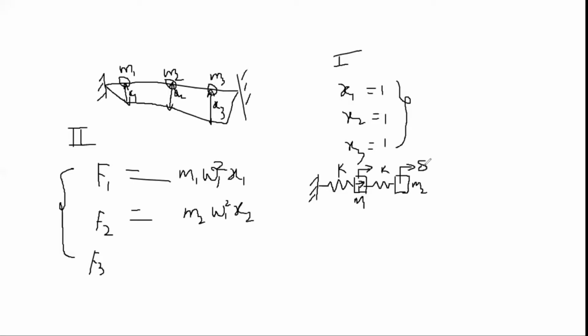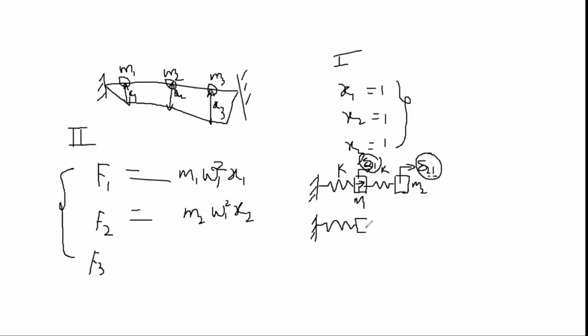This deflection is called delta 2-1 because it is the deflection at point 2 because of the unit force applied at point 1. Similarly, this would be the deflection at point 1 because of the unit force applied at point 1. Now I need to calculate the value of delta 1-1 and the value of delta 2-1.